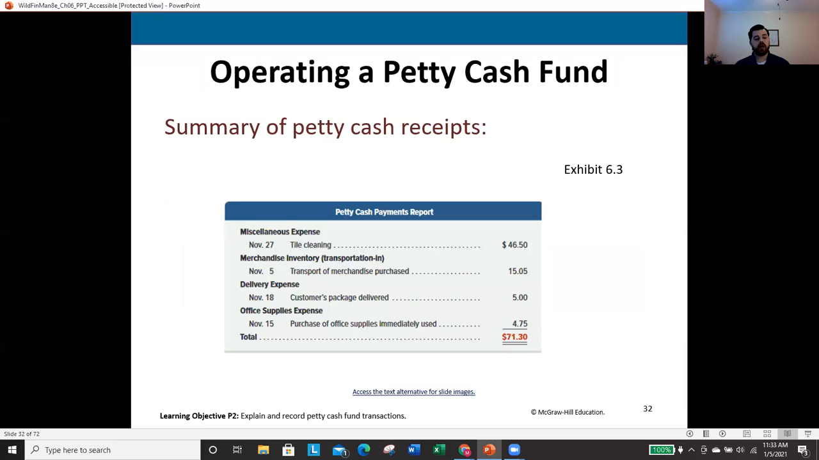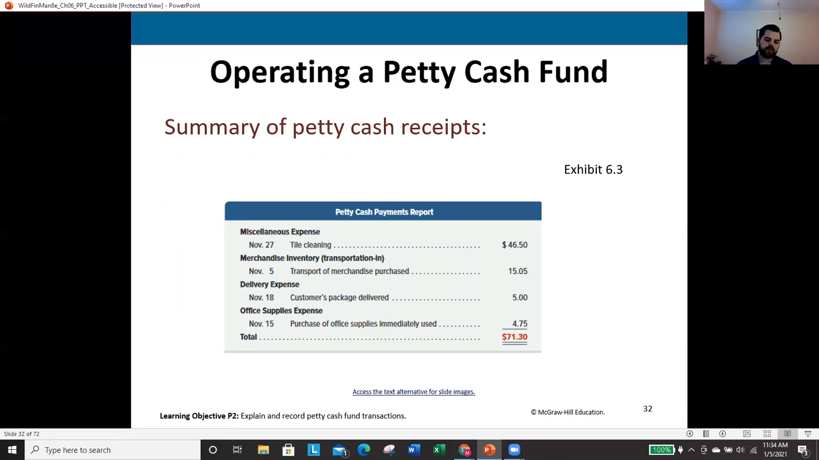Now, during the period, some expenses came out of petty cash. So here's how this works. If you are in charge of the petty cash box, you want to make sure that anytime you make a purchase, you have a receipt. You want that receipt to go into the petty cash box as soon as the cash comes out.